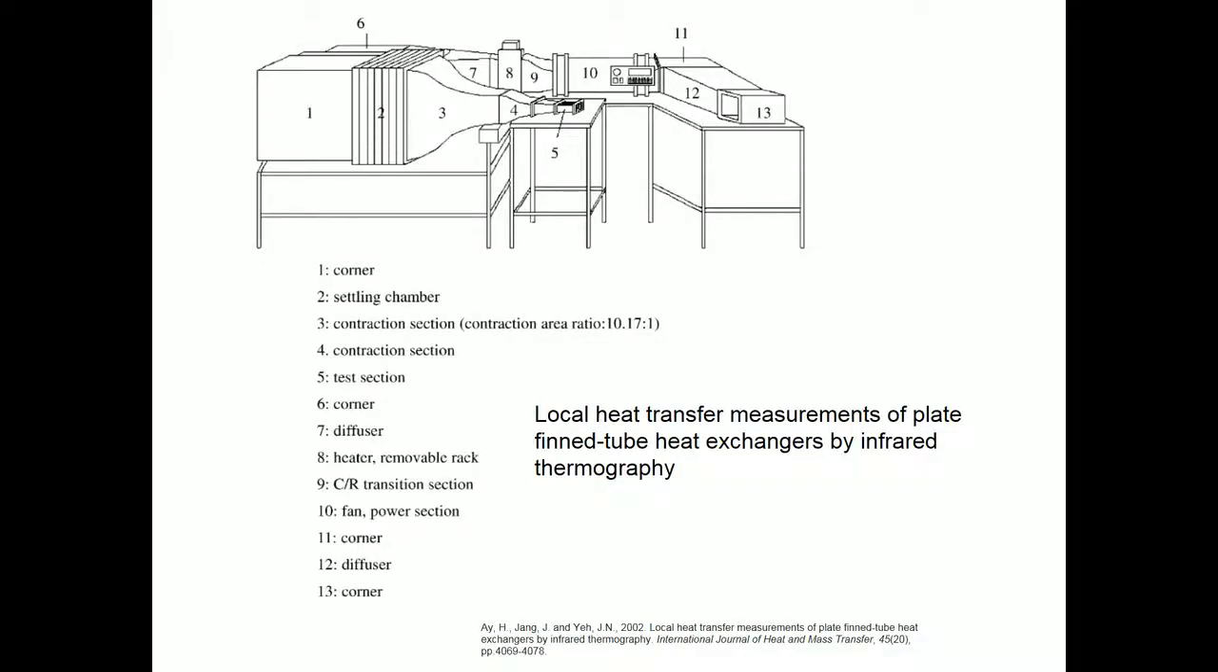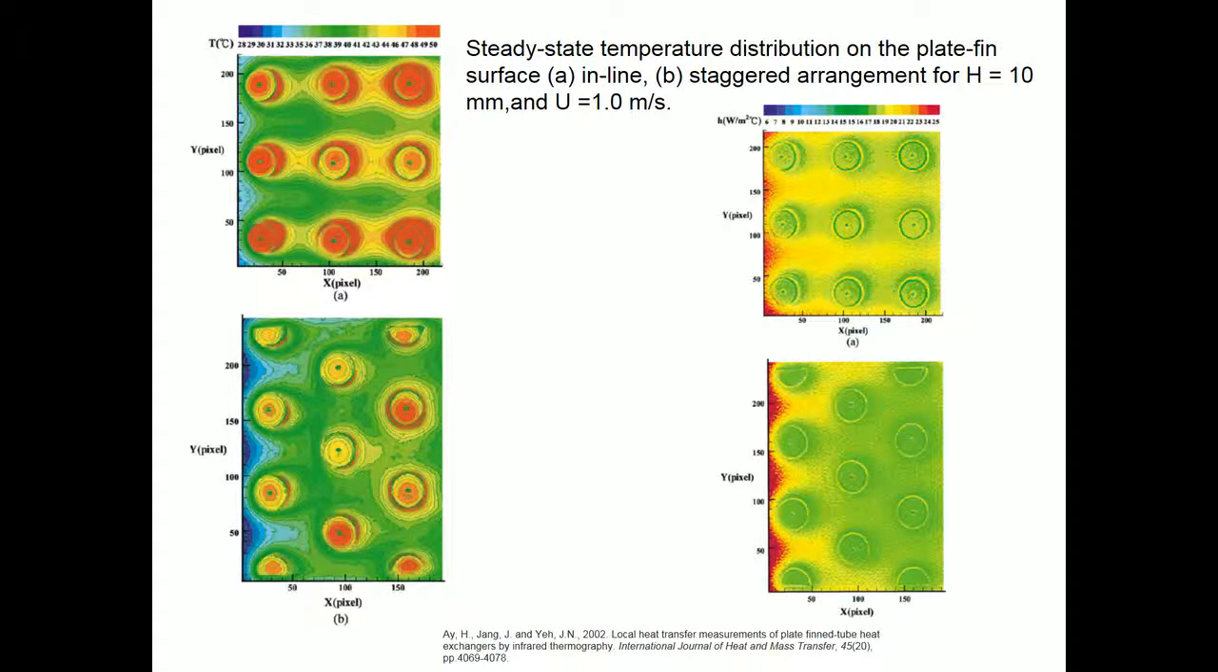Now, other examples; this is from our group. There could be other examples, like for example, this is a wind tunnel experiment. You want to measure the local heat transfer in a plate finned heat exchanger using infrared thermography. That is one other kind of measurement that you might want to make. This is, for example, the steady state temperature distribution on the plate fin surface. So, you can see the temperatures in all these places.